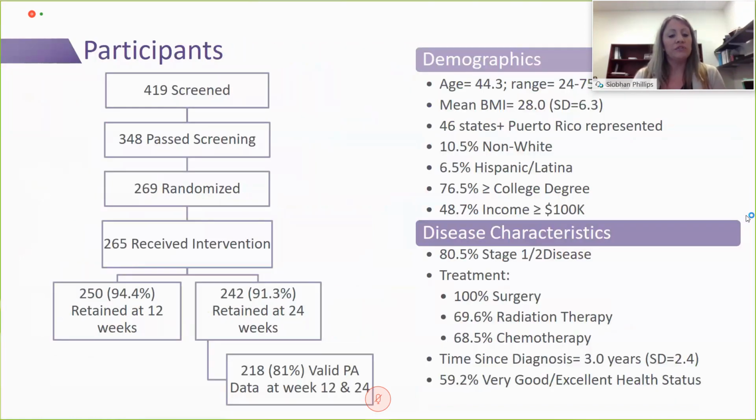And so we screened 419 women, and we had 269 actually be randomized, and 265 received the intervention. We retained about 94% at 12 weeks and about 91% at 24 weeks, and have about 80% of the sample with valid physical activity data at all 3 time points. And our demographics are a little bit younger than you would see in a typical breast cancer survivor study, which is probably a result of the fact that we're using technology, but we did have a wide range from 24 to 75. Otherwise, they look pretty similar to the general survivor population. We had 46 states represented, most early stage disease, and on average were 3 years since diagnosis.